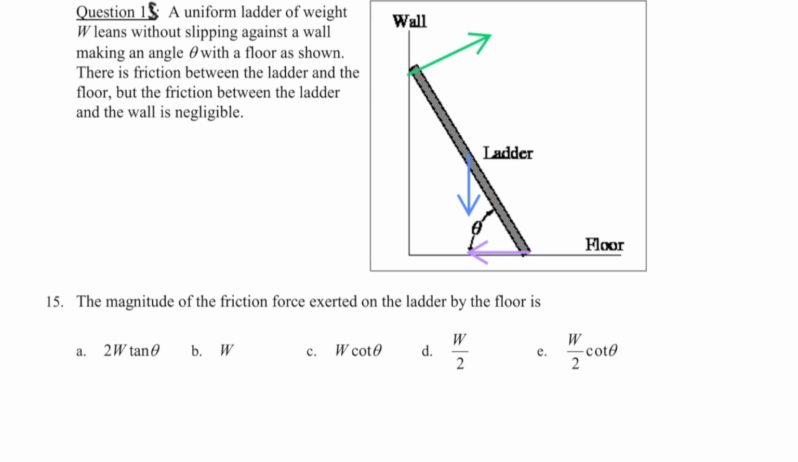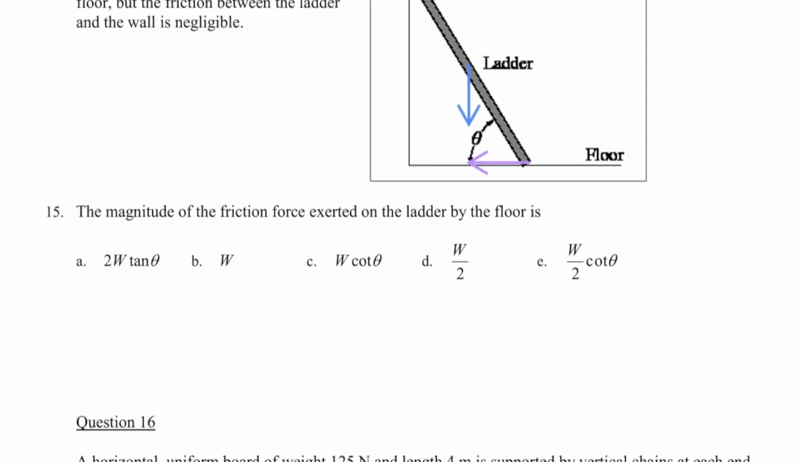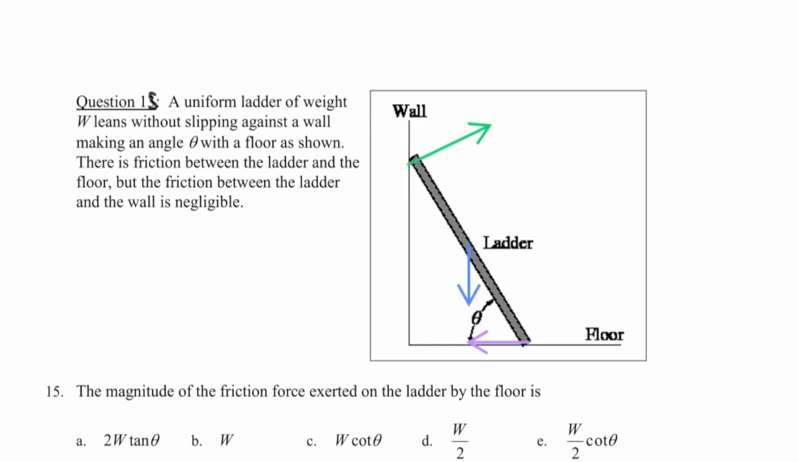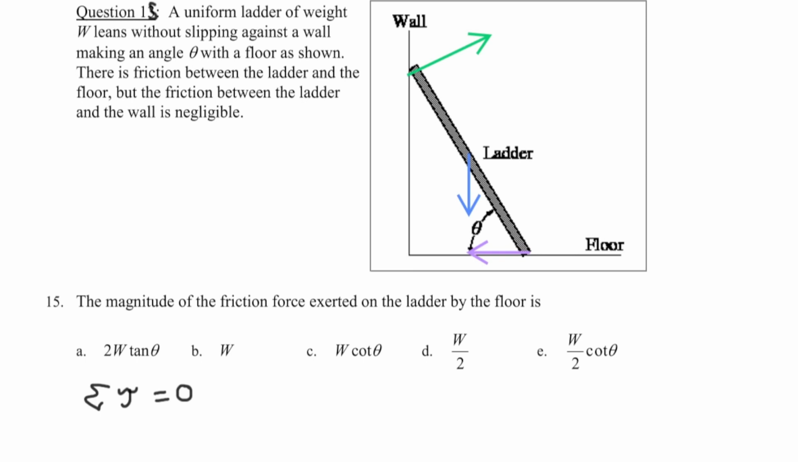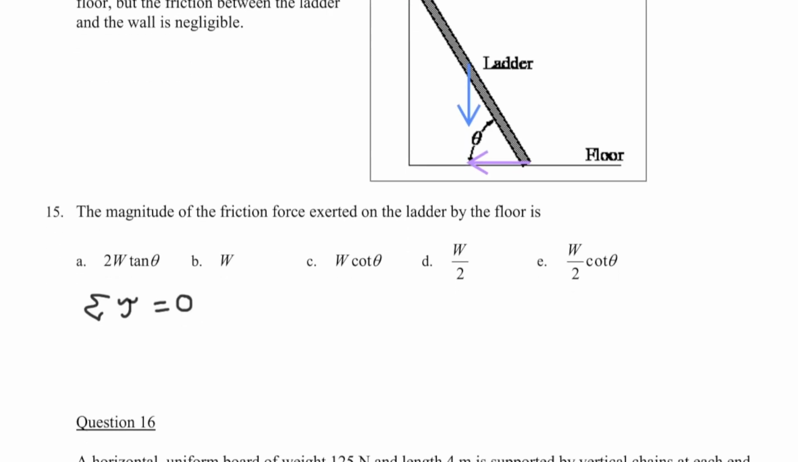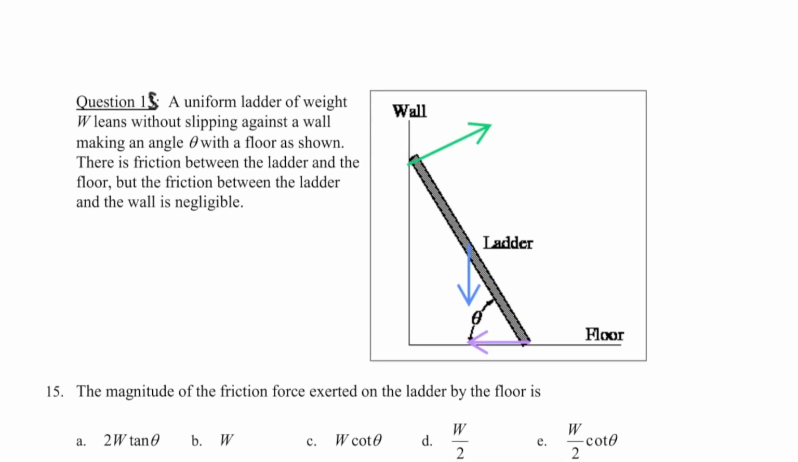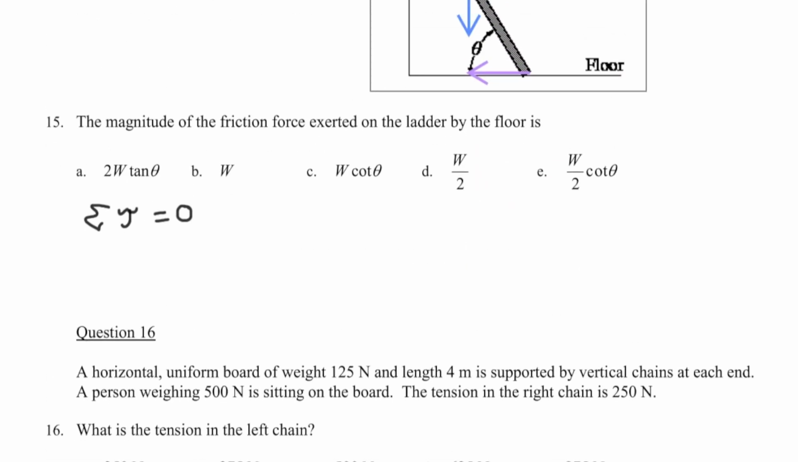So what we want in this case is to set the sum of the torques equal to 0 about the wall. I might have drawn my friction the wrong way, but we'll deal with that. So the magnitude of the friction force exerted on the ladder by the floor: well, we only have two things going on right here. We have the ladder's weight, and we have the friction. So we know those two have to balance. So the torque caused by mg has to be equal to the torque caused by friction.